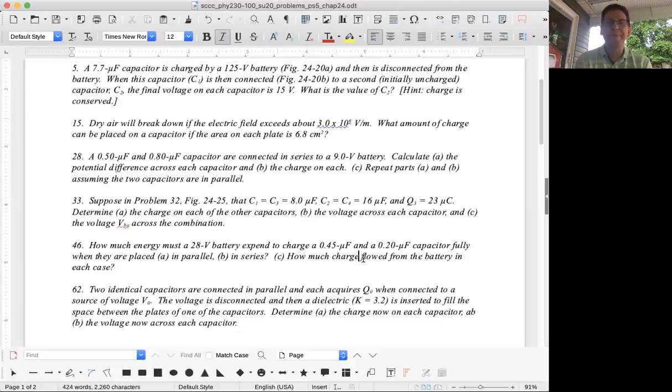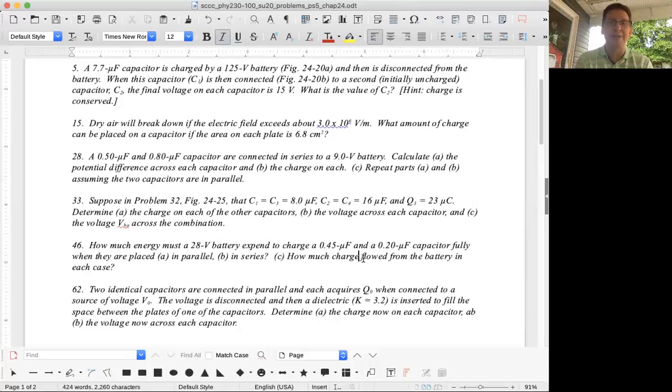So again, the charge is the total charge in each case. And you can figure that out. You may figure that out before solving for the energy, depending on the configuration. But you can solve for both the charge and the energy, given the information that you have. And that brings us to number 62.